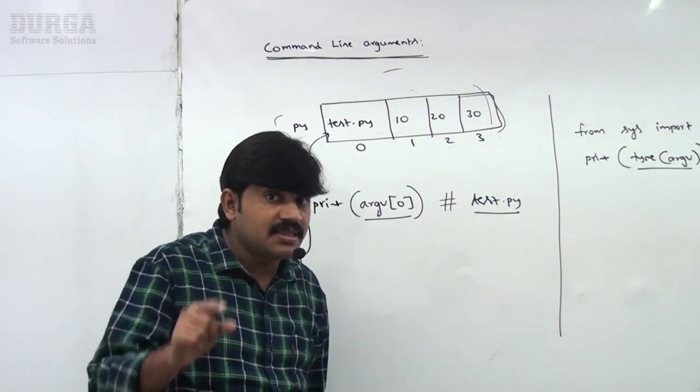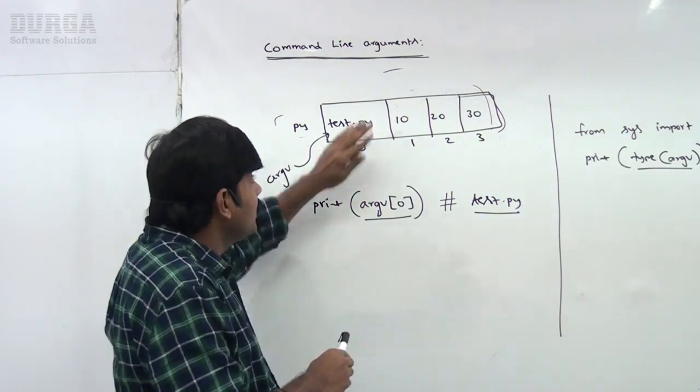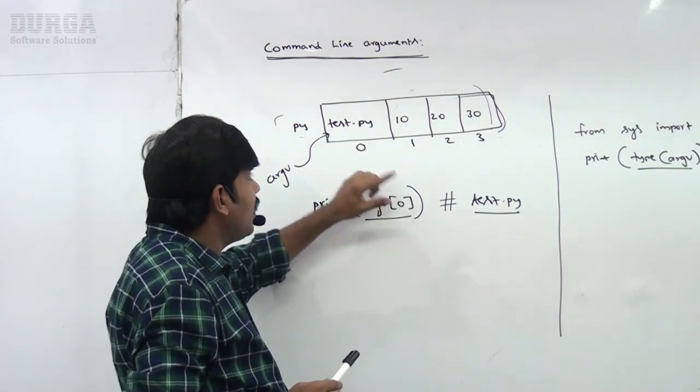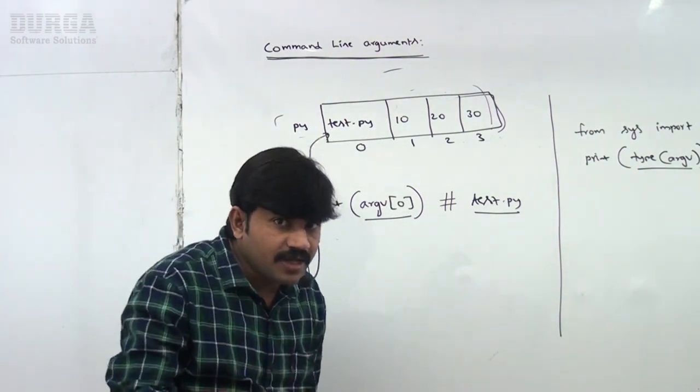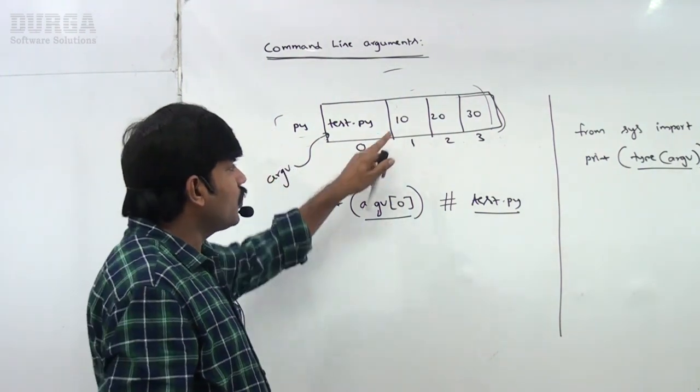Even in the C language it is the same rule. But in Java, this is the first one, this is the second, like this. In the C language, the name of the file itself becomes the first command line argument. Is it clear, right?